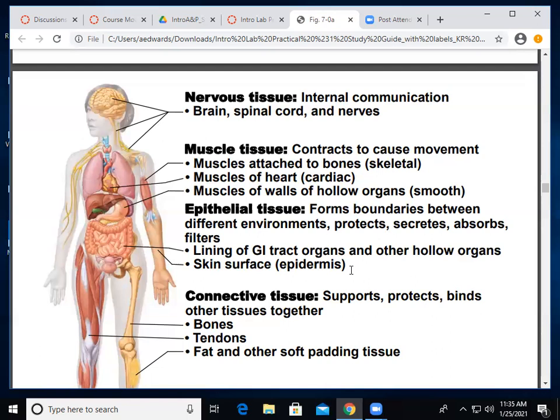Then we have connective tissue. It supports, protects, and binds other tissues together. It connects them, as the name suggests. Examples are bones, tendons, and fat is a connective tissue. All right, so that's your basic overview of the different kinds of tissue. Again, nervous, muscle, epithelial, connective. Say it with me. Nervous, muscle, epithelial, connective.